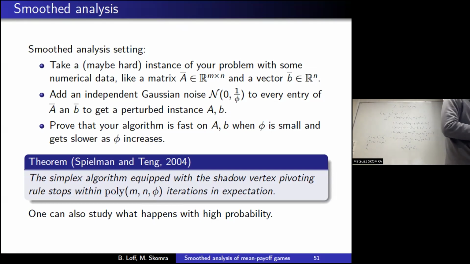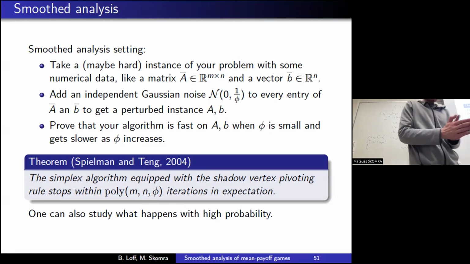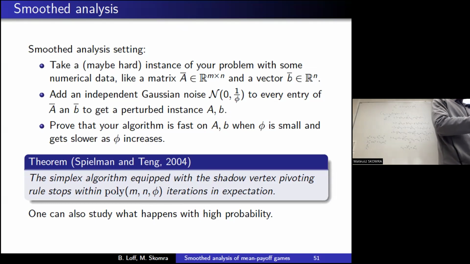And now you have some algorithm like the simplex method or policy iteration or some other algorithm. So what do you want to prove? You want to prove that your algorithm is fast when this parameter is small, and that your algorithm gets slower as this parameter increases. This interpolates between the very hard situation, because initially you fix something that may be very hard, and then you add noise, and the more noise you add, the easier the problem becomes.